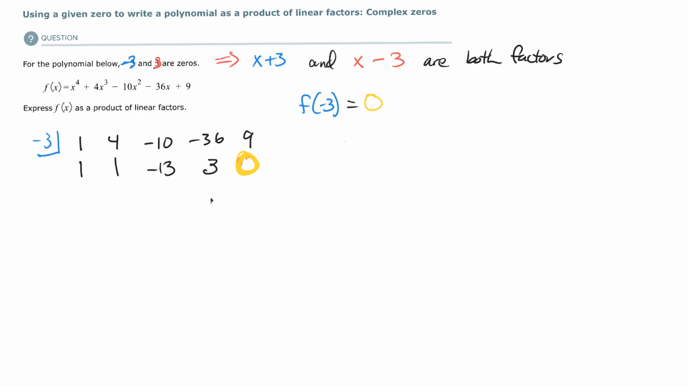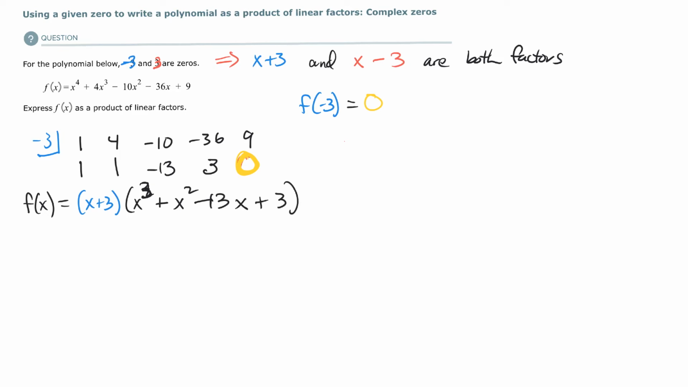More importantly, what have you just shown? You've shown that you could rewrite f of x. In fact, f of x is what? We have parentheses x plus 3, and then you divided by x plus 3, and that means the rest of the polynomial would have 1 degree less. So we actually have x cubed plus x squared minus 13x plus 3.